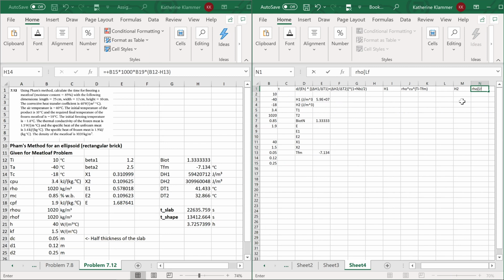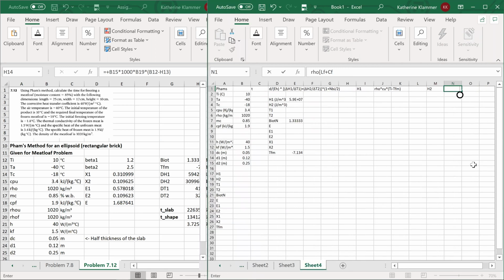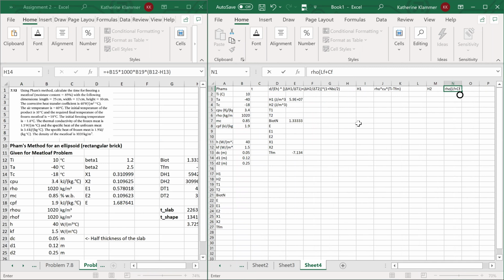In brackets times LF, which is the latent heat, plus CF, which is the specific heat of the frozen. So over here, again, he put CPF. So CP is also kind of an abbreviation for specific heat. Some people just do C. So it kind of depends on where you are, but times TFM minus TC. So that's what we get for the H2.